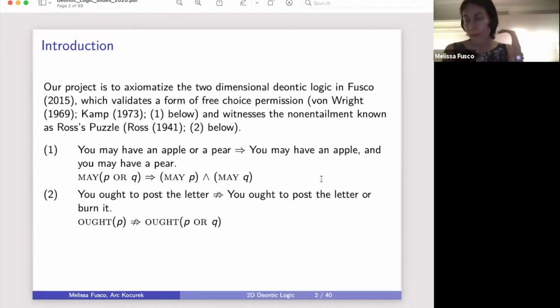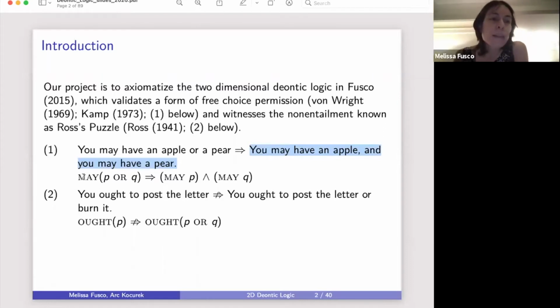So free choice permission and Ross's puzzle are sort of classic puzzles from the Deontic logic literature. They might be familiar to everyone here. You see free choice permission in one. If I say something like, in English, you may have an apple or a pear, that seems to carry a felt entailment to the wide scope conjunction: you may have an apple and you may have a pear. Of course, not both at once, or not necessarily both at once, but each is permissible.